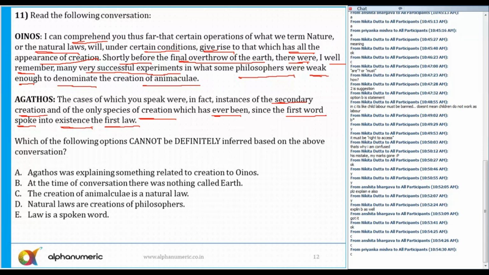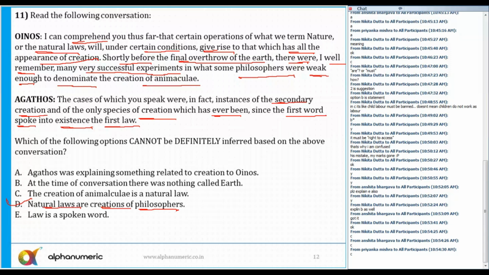Which of the following cannot be definitely inferred? What can you not infer? Tell me. Number D. We cannot infer number D. We cannot infer that natural laws are creations of philosophers. This is something which we cannot infer. Everything else can be inferred.